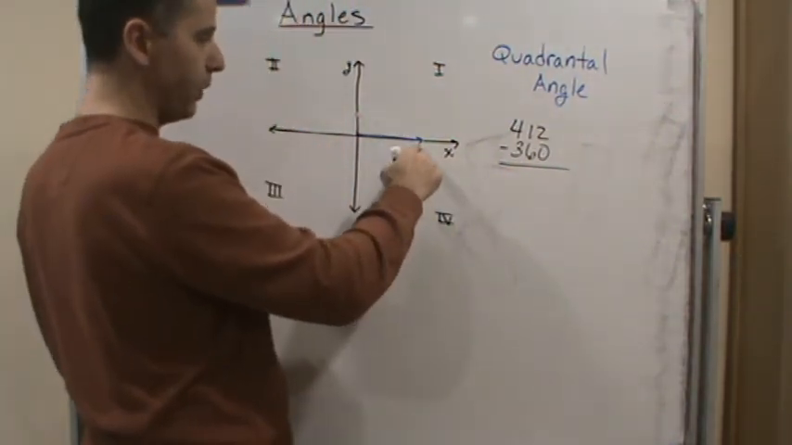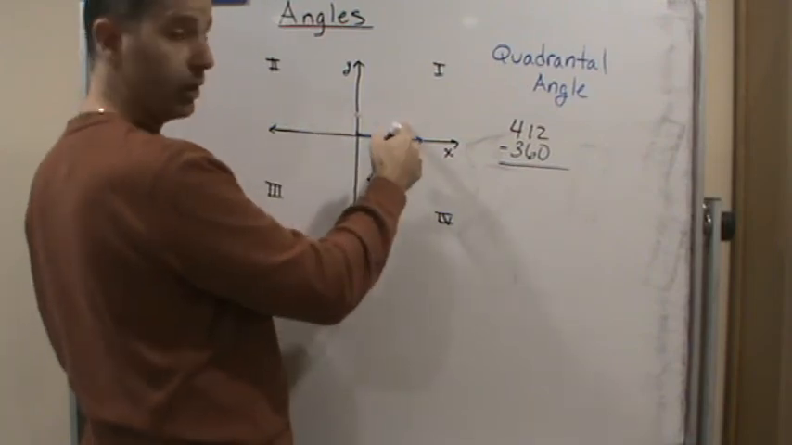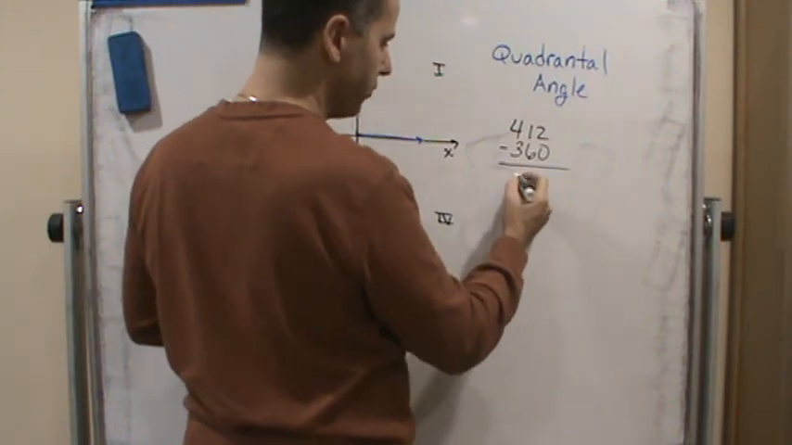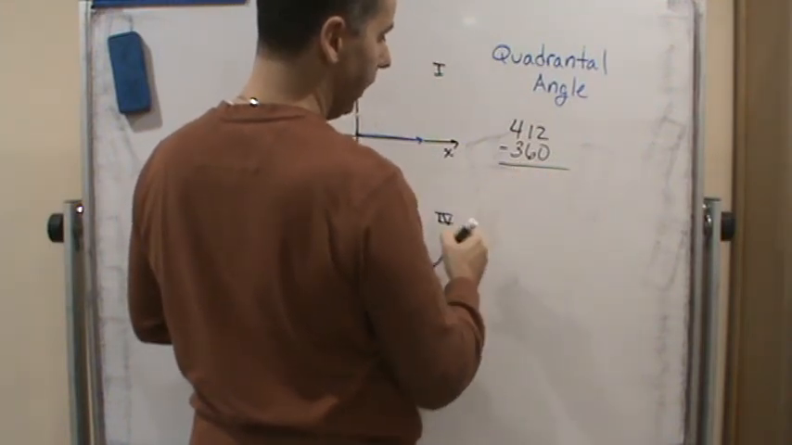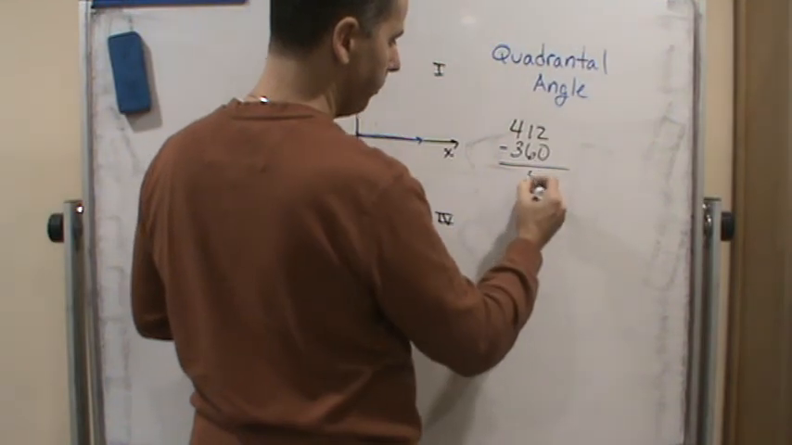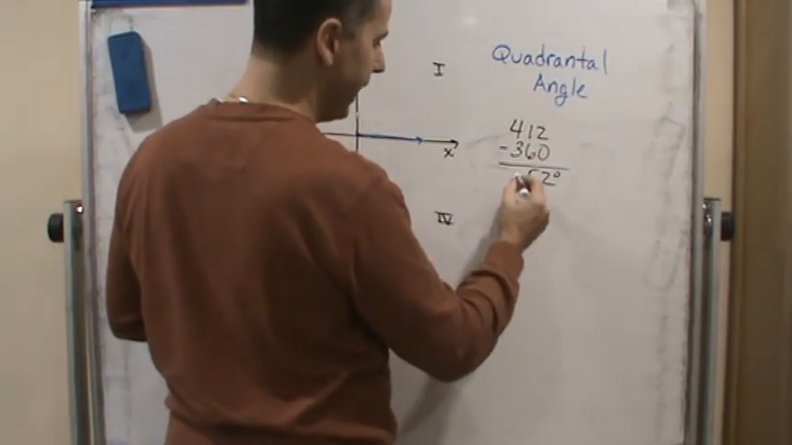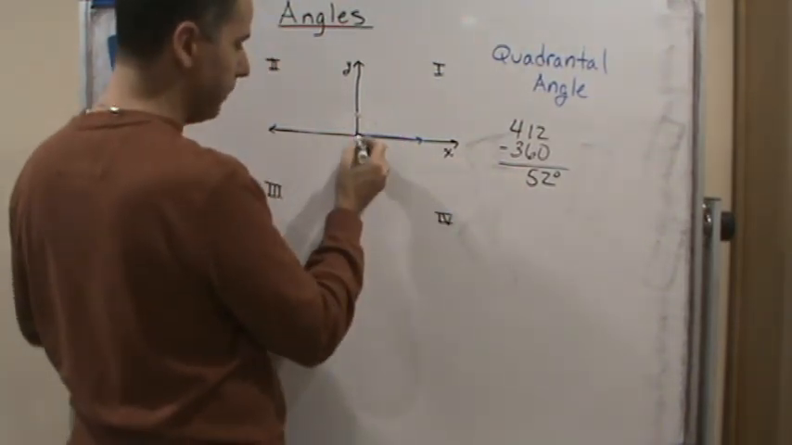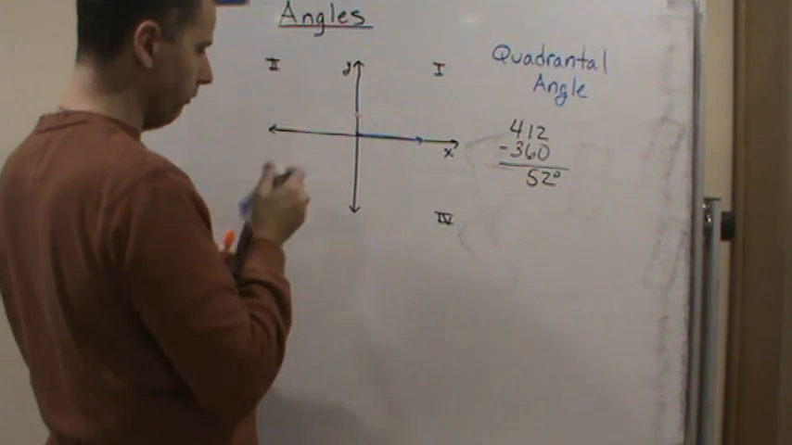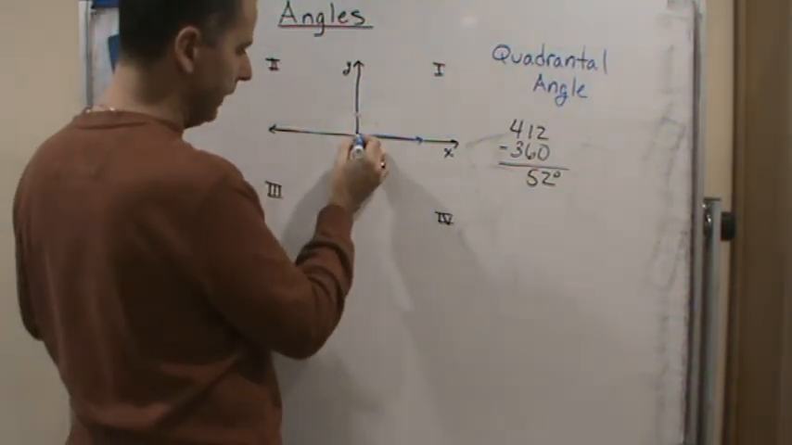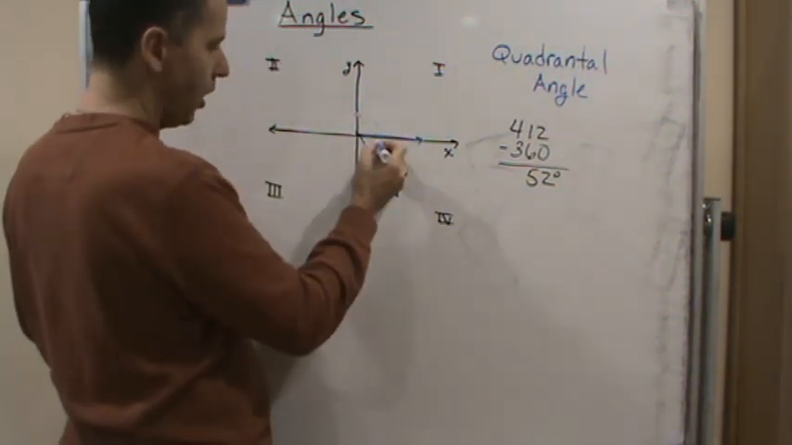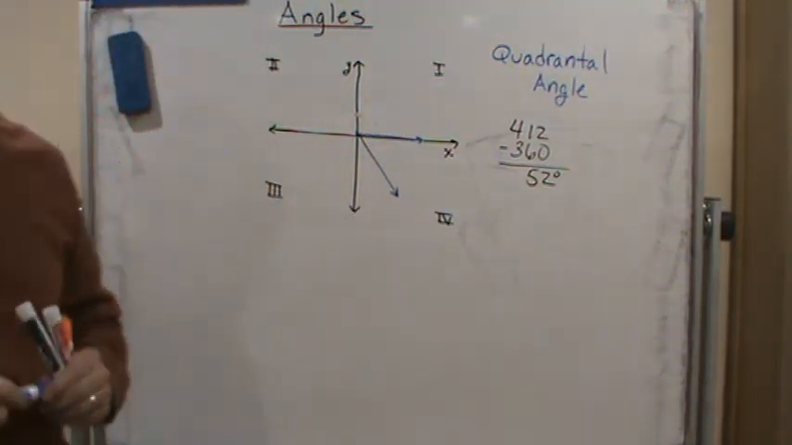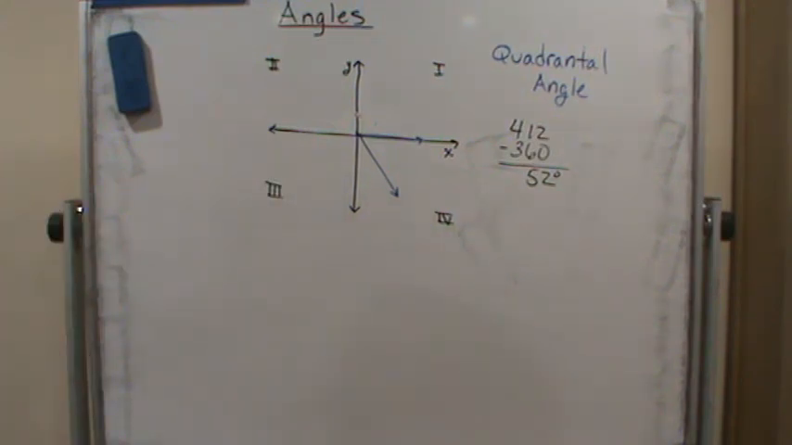If I subtract one revolution around the circle, that gives me 52 degrees, negative. So negative 52 degrees is going to be in here. That's how you graph it. We'll come back and do some more examples. Take care.